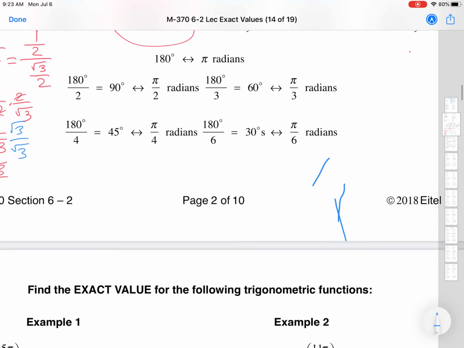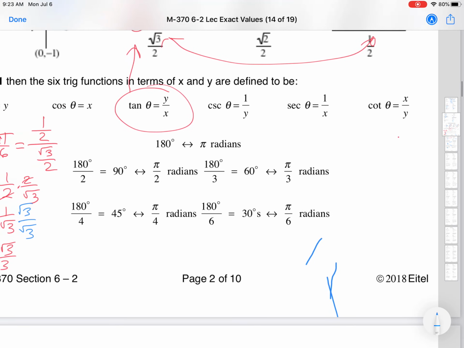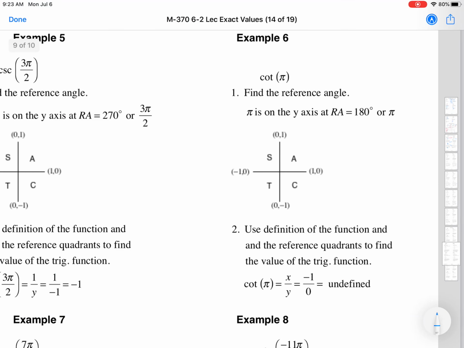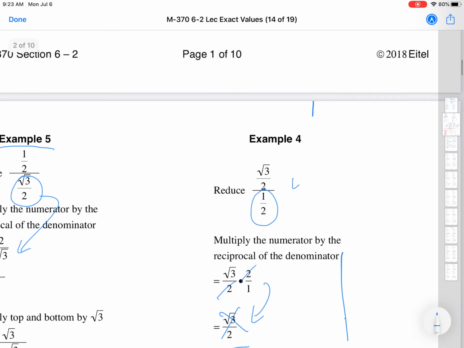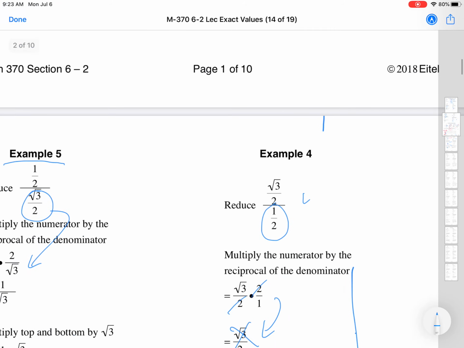Let's see what he has up here. Does he have cosecant up here? He does. It is, I did it again. It is, sorry about that.